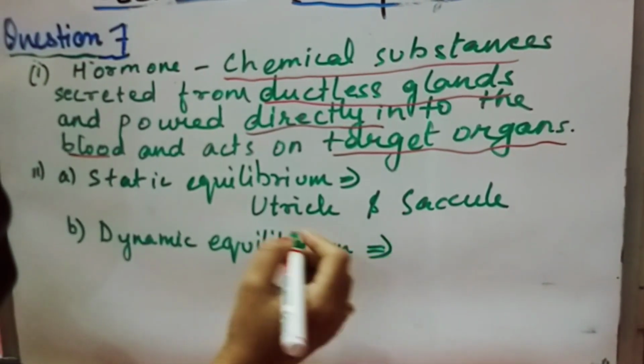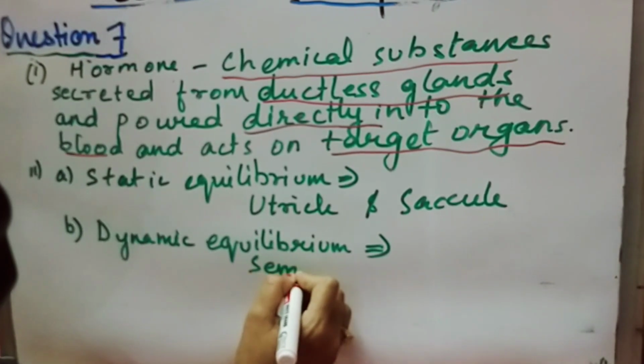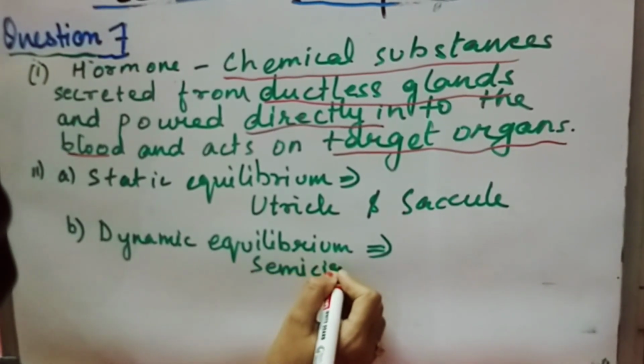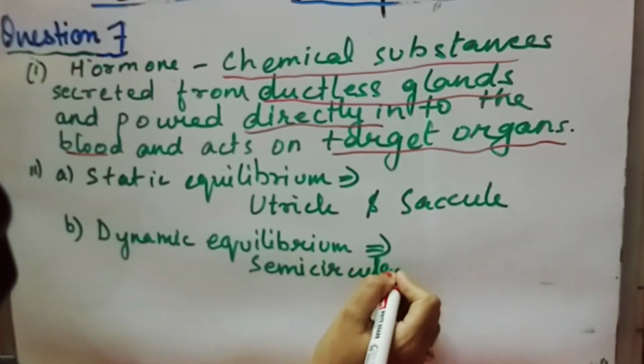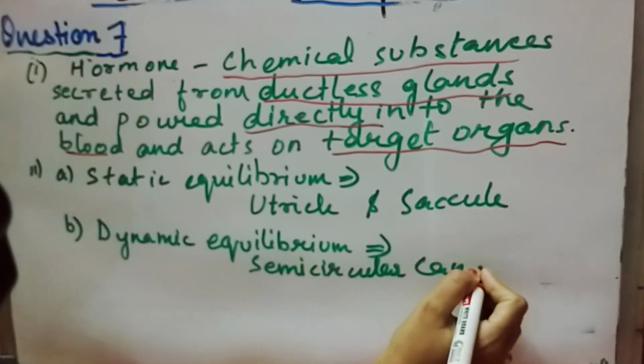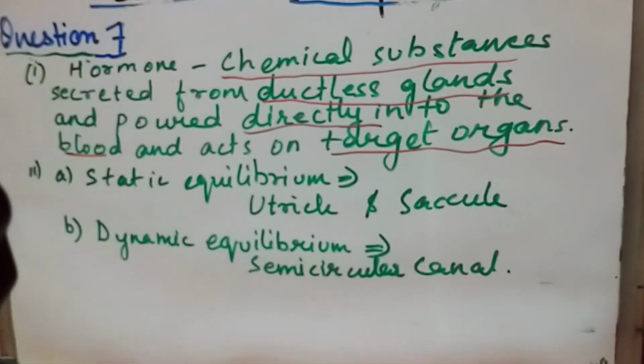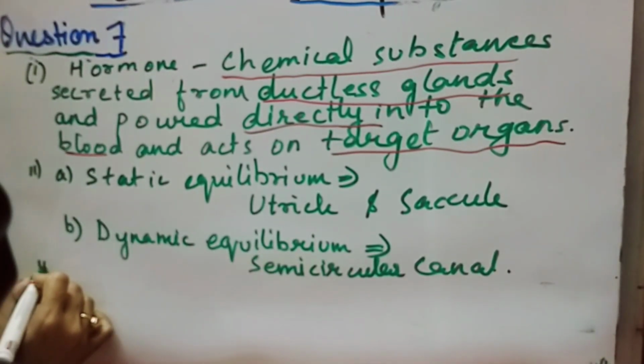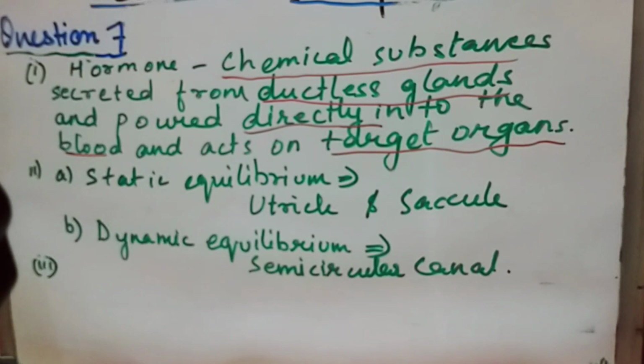That is, the answer is semicircular canal, or ampulla of semicircular canal, also you can write. The next question is, differentiate or mention two structural differences between artery and vein.